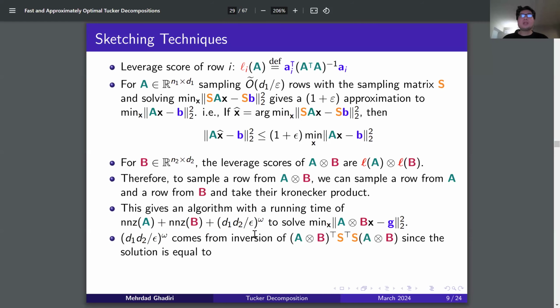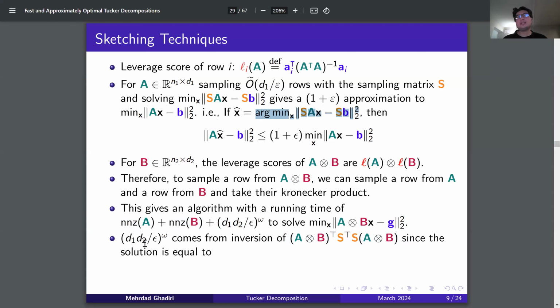So where does this running time come from? This part of the running time, NNZ of A plus B, just comes from how long it takes to compute the leverage scores of A and B. This last part of the running time essentially comes from the fact that I need to invert this matrix. This is the matrix that would show up in solving this linear regression problem, and inverting it would take this much time because it is a D1 times D2 over epsilon by D1 times D2 over epsilon matrix.